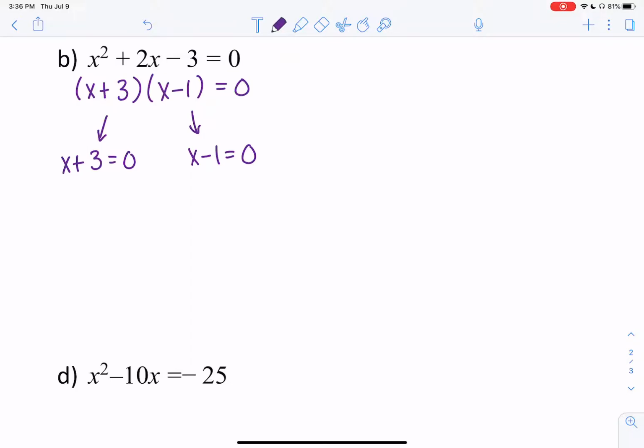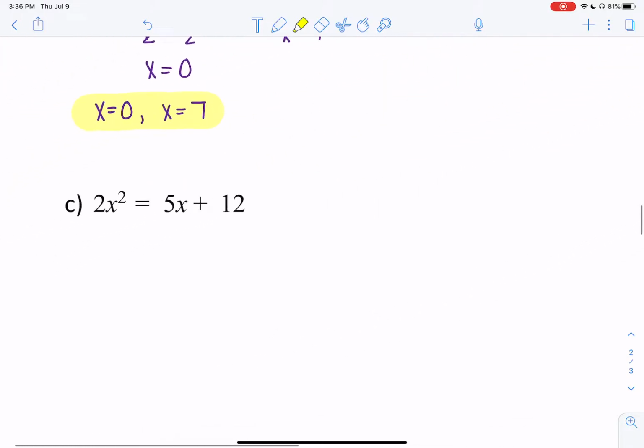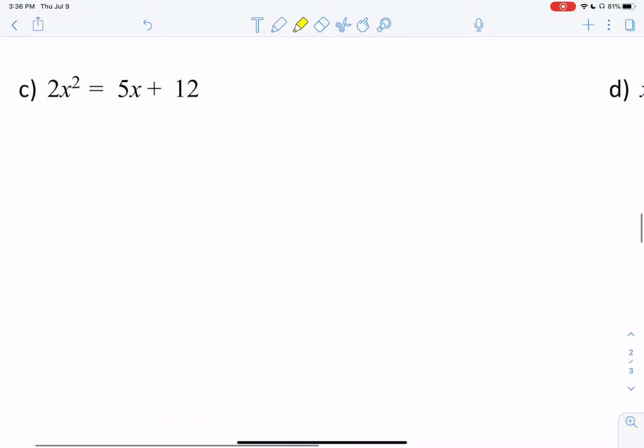And that will give me x equals negative 3 and x equals 1. So there are my final answers. For our next example, we have 2x squared equals 5x plus 12.